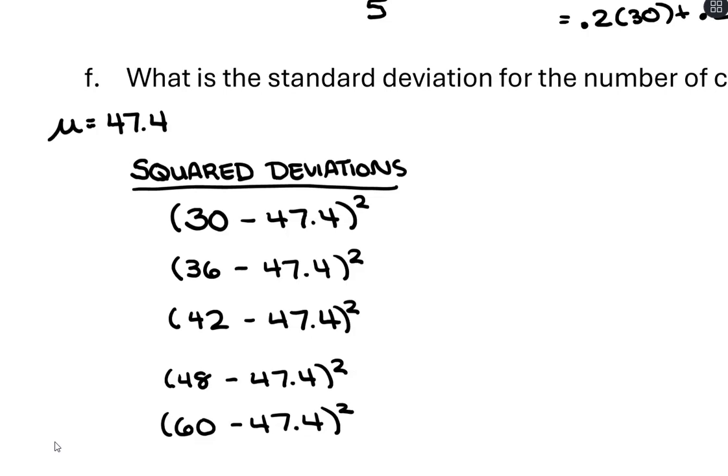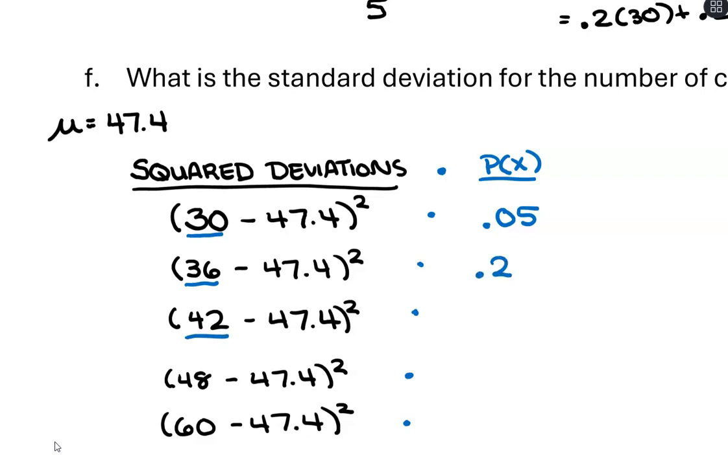So that's going to organize my squared deviations. And then what I want to do is multiply each of those by its matching probability. So each of those calculations is going to get multiplied by the probability that went with that column. So I'm really looking at 30 had a probability of 0.05, and 36 had a probability of 0.2.